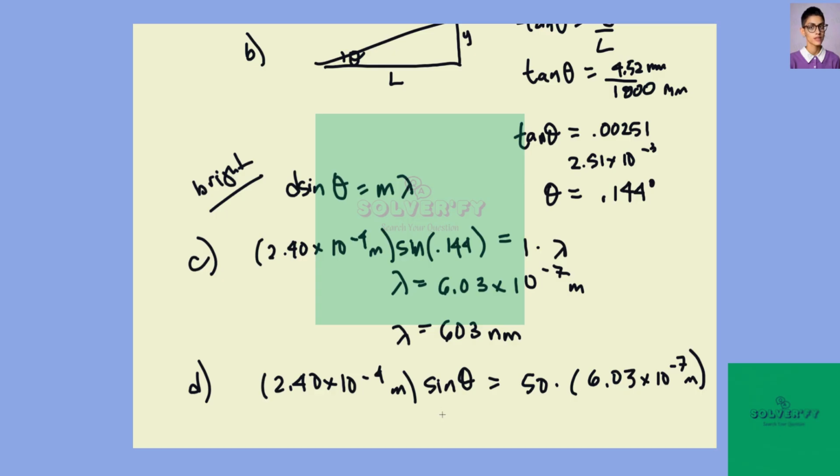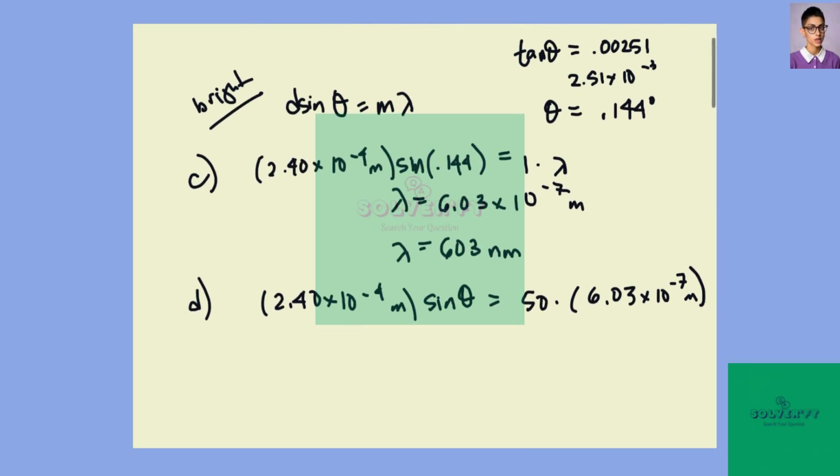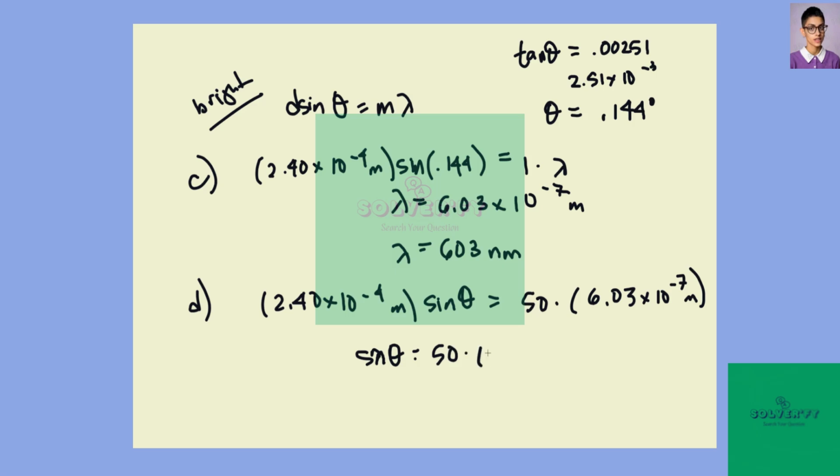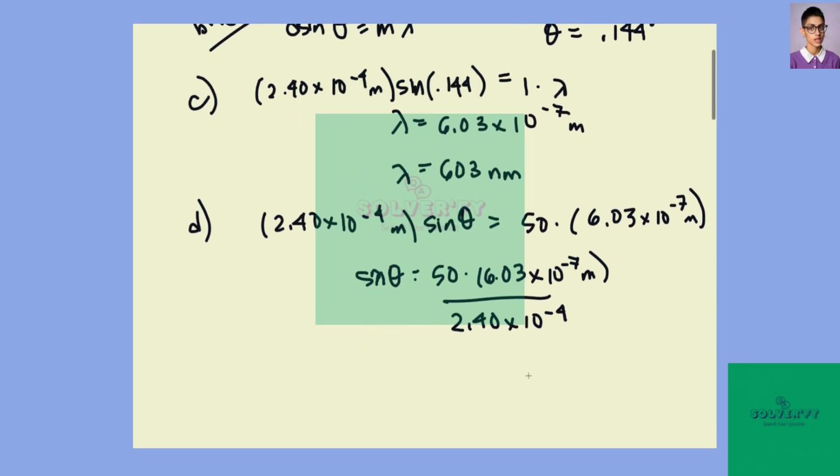So the sine of the angle is going to be 50 times 6.03 times 10 to the negative 7 divided by 2.40 times 10 to the negative 4. When you enter that all into your calculator and do the inverse of the sine, you get 7.22 degrees. So that's the answer for part D, which they're asking us to do in multiple steps.